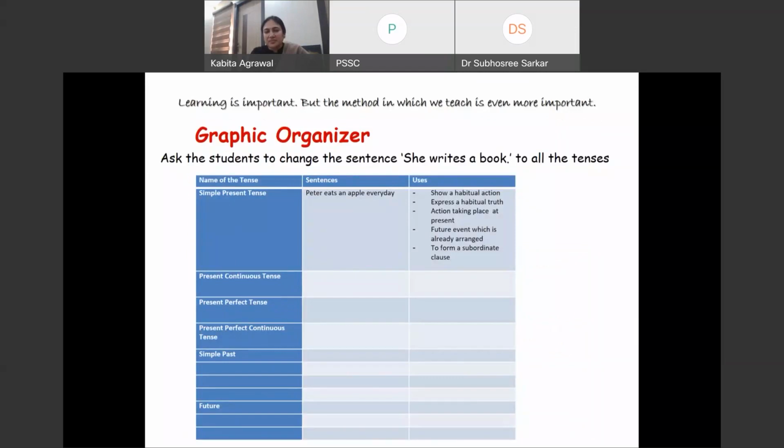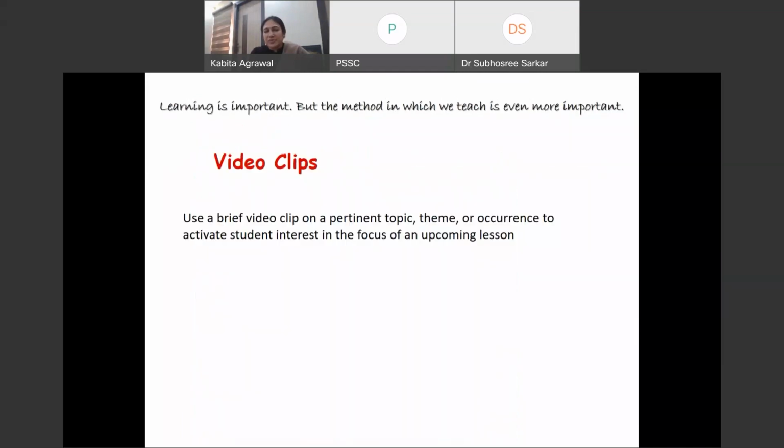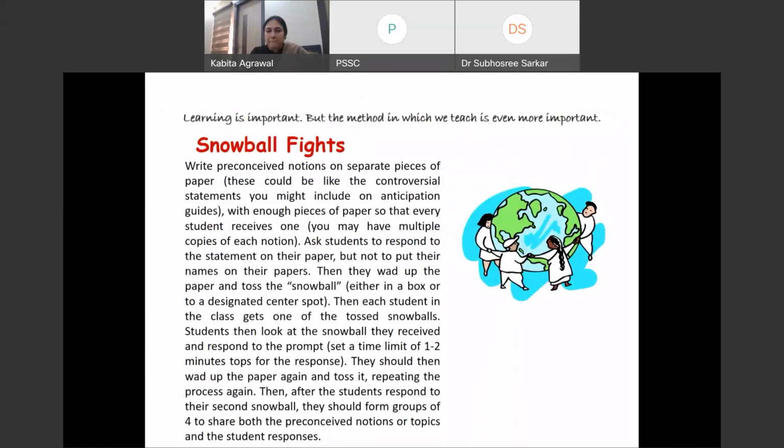Graphic organizers. Video clips can always be more presentable, and you can connect them with the theme of the upcoming lesson. Children are really interested in such things, and it makes them focus on the upcoming lesson.